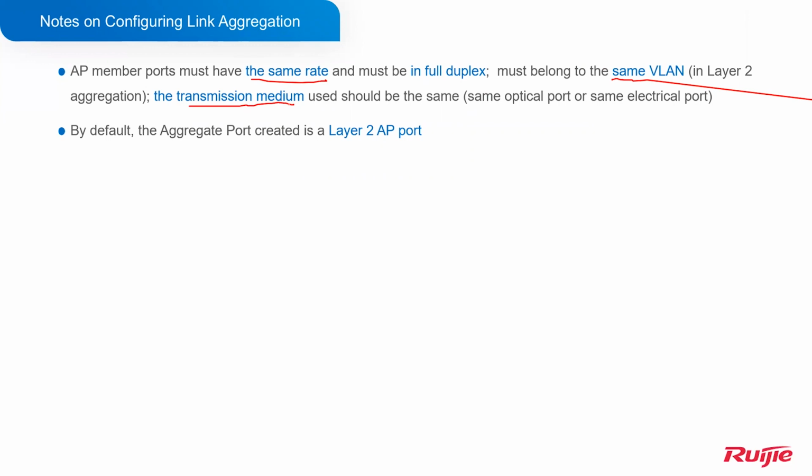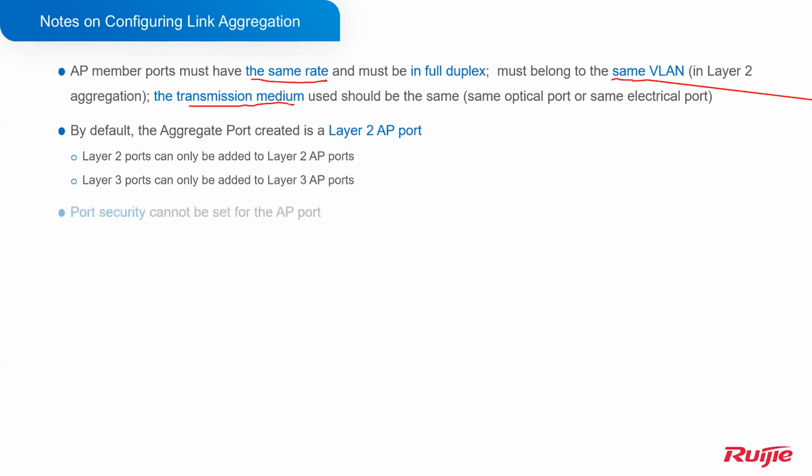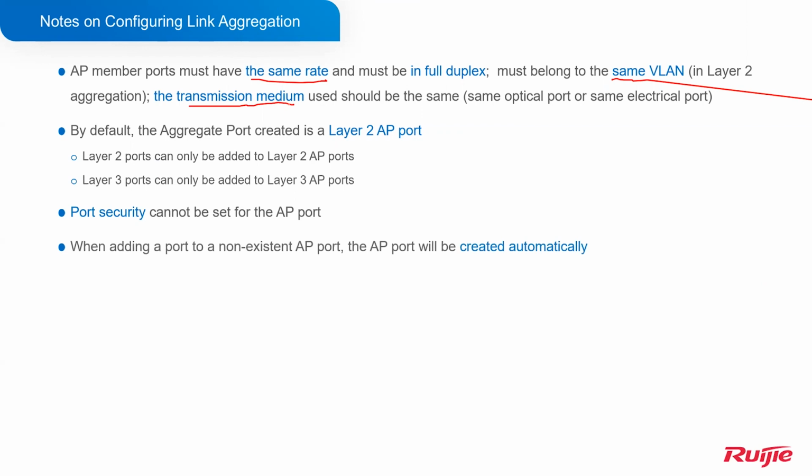By default, an aggregate port created is a layer 2 AP port. And if the aggregate port is a layer 2 port, you can only add layer 2 physical ports into the layer 2 AP port. And for layer 3, it's the same. Layer 3 ports can only be added to layer 3 AP ports. And port security cannot be set for the AP port. When adding a port to a non-existent AP port, the AP port will be created automatically.